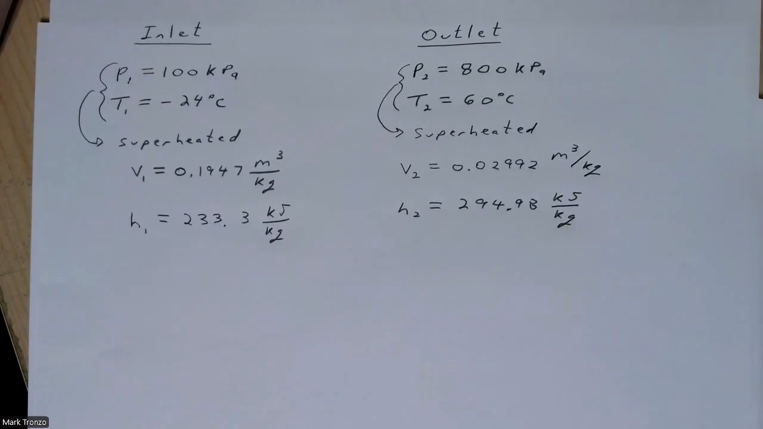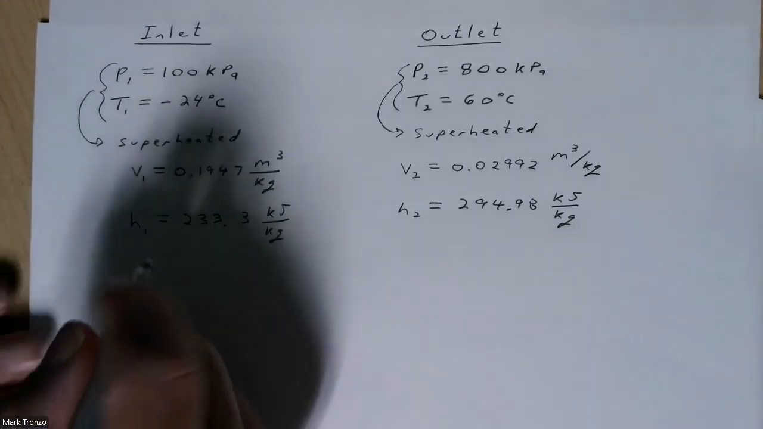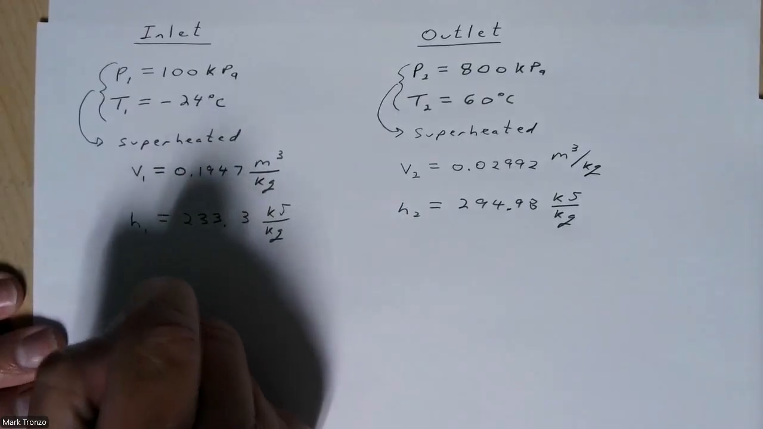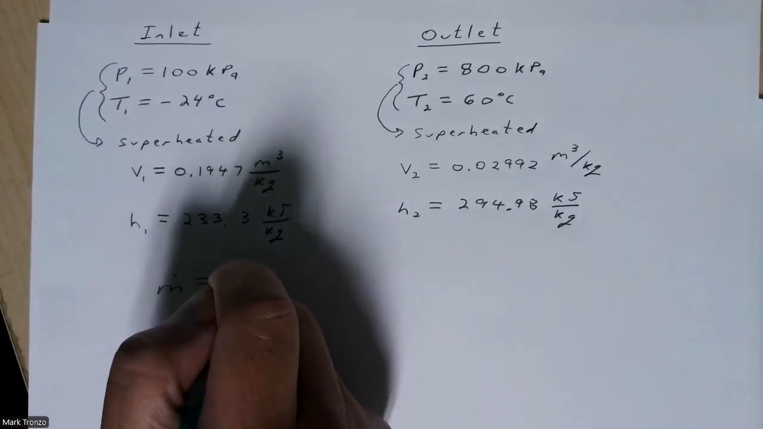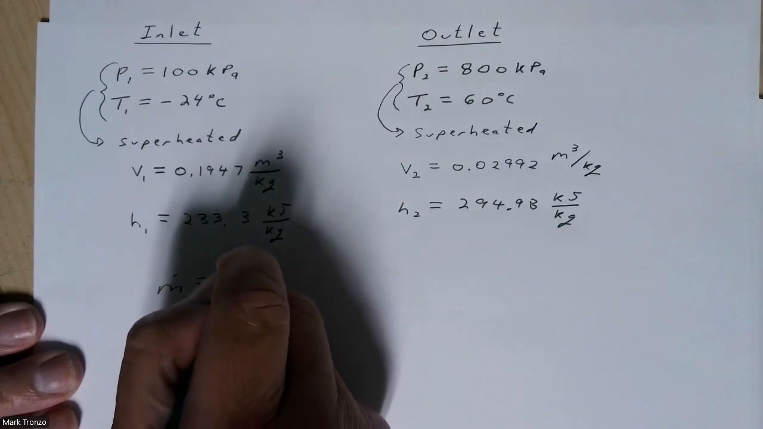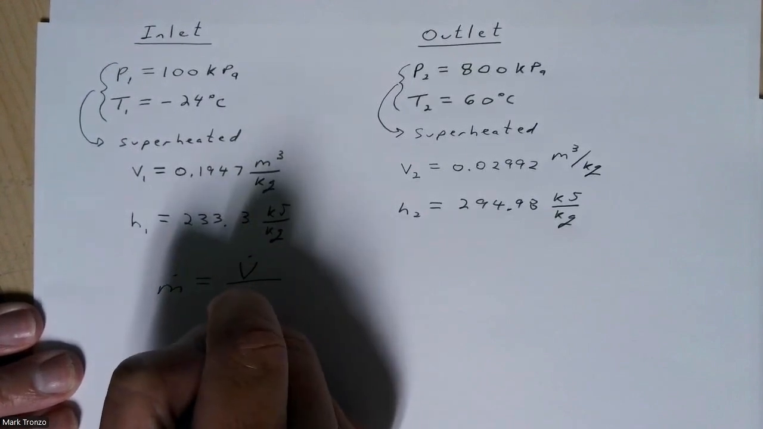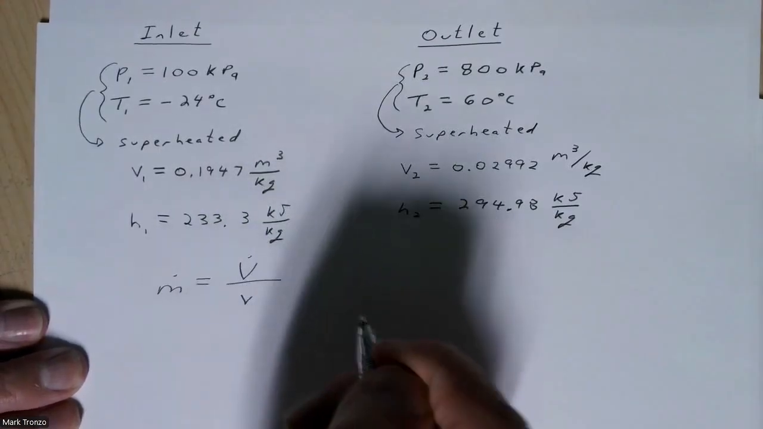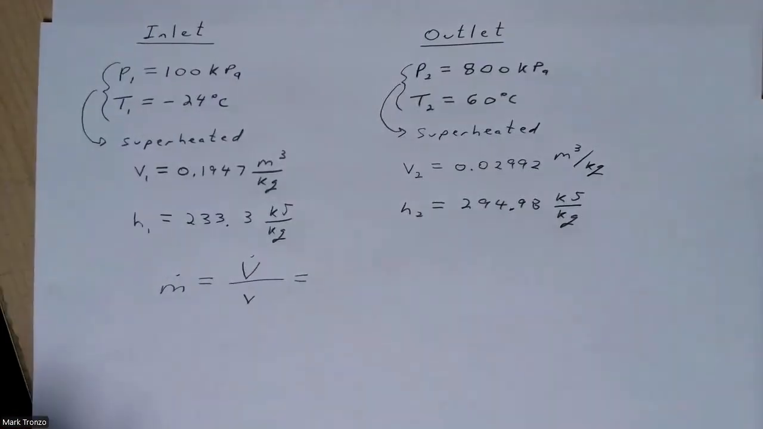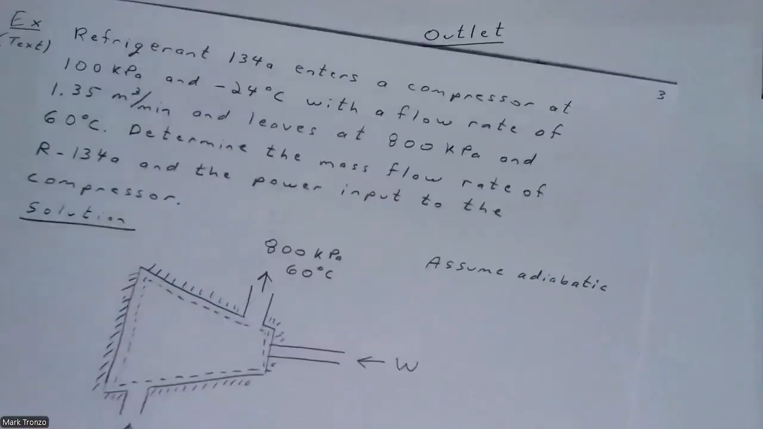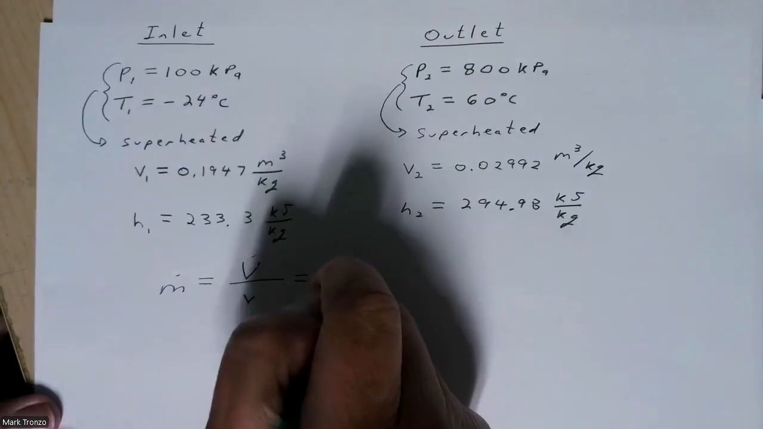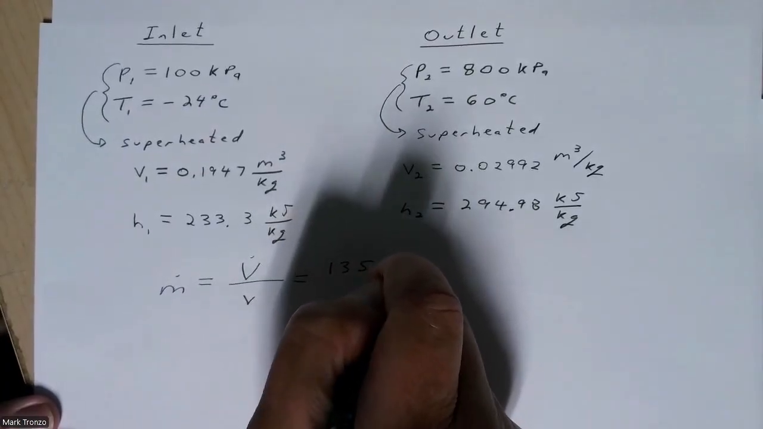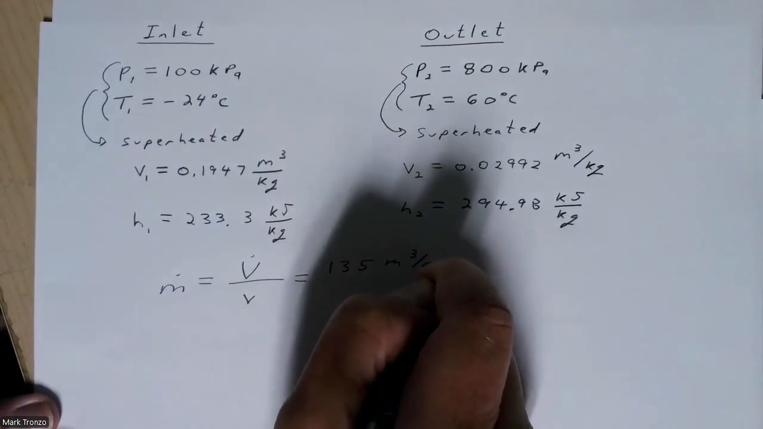And now we're going to need the mass flow rate. And remember, the mass flow rate is going to be the volumetric flow rate divided by the specific volume. And we're told that for the inlet, we have 135 meters cubed per minute.